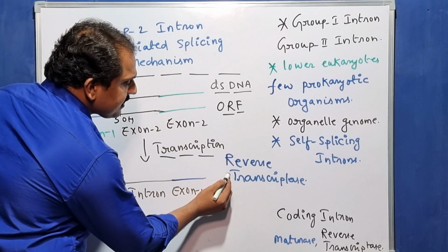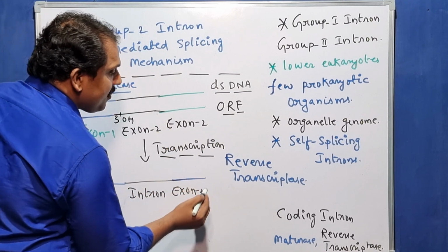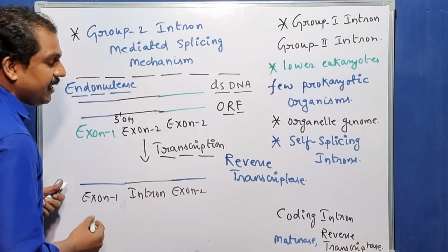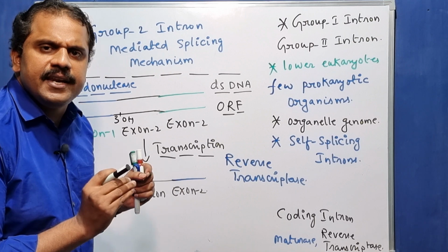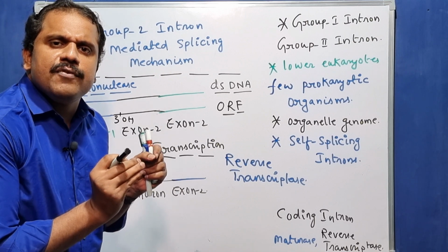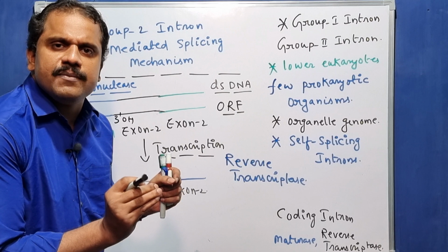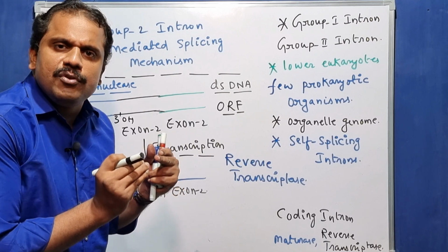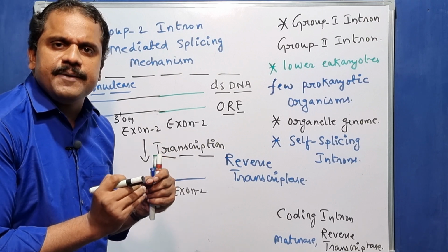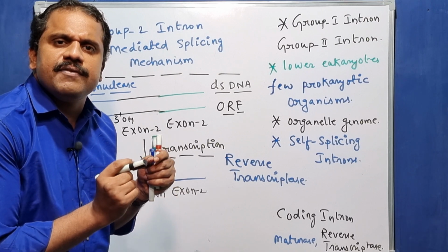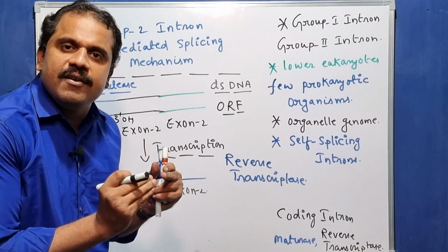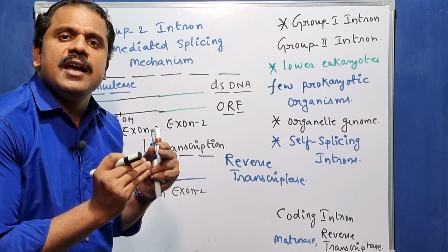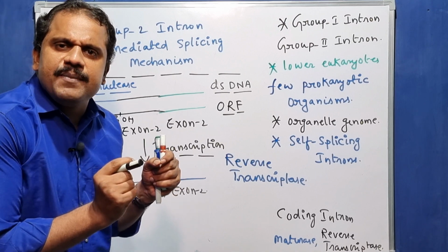So once the reverse transcriptase enzyme induces the synthesis of the DNA by taking the advantage of the intron as the template, it leads to the formation of a double-stranded DNA which consists of only the coding sequences or the exons but not introns. So the mechanism through which the reverse transcriptase enzyme induces the synthesis of the exon by taking the advantage of the intron as the template is termed as what? Retrohoming.